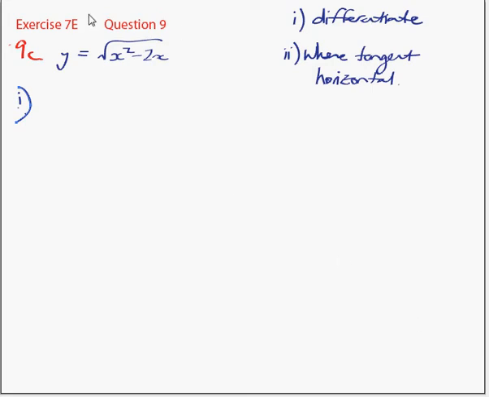So for this question we're asked to do two things. The first one is differentiate it. Second one is find where the tangent is horizontal. So differentiating this function, I will need to turn it into index form.